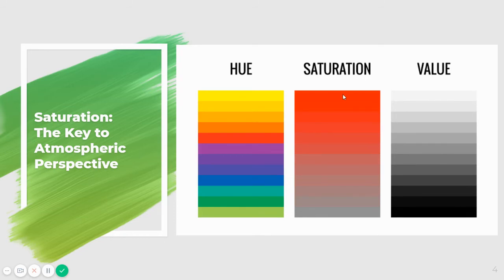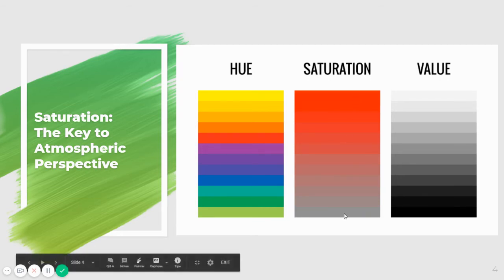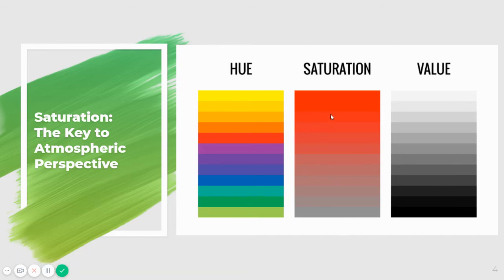Now, you can see this red color right here is very highly saturated. It's very, very intense. Whereas down here, it's almost completely gray. Now, it's all the same hue. It's all the same color of red, but we've changed it to where it's not as highly saturated. It's not as intense. Now, how do we do that?